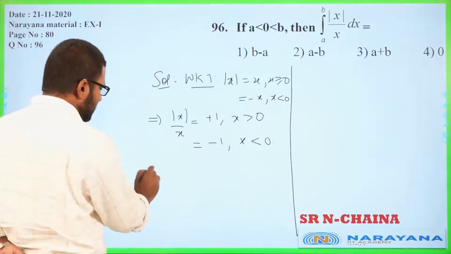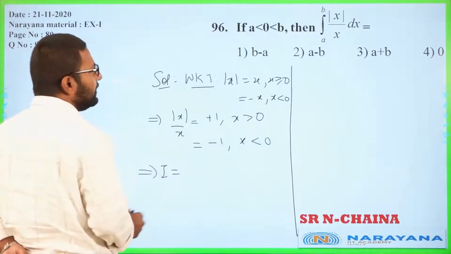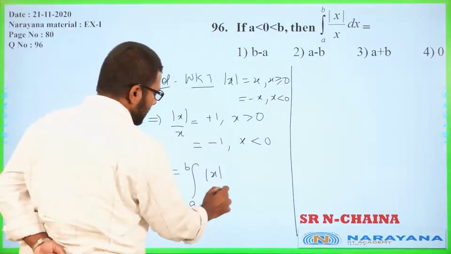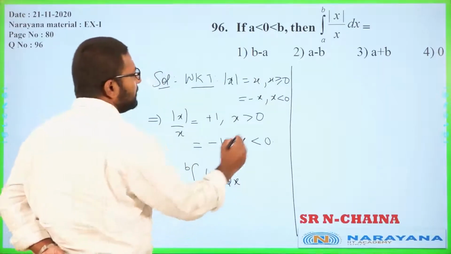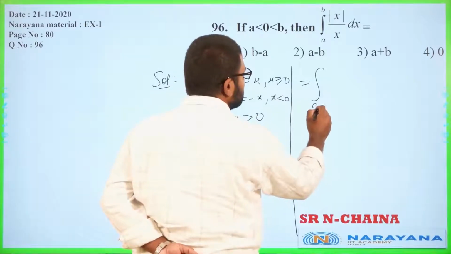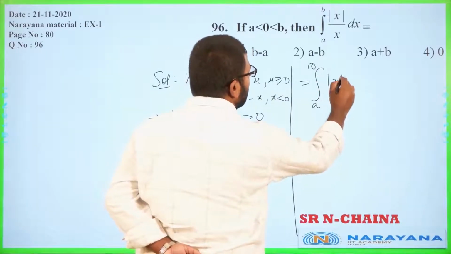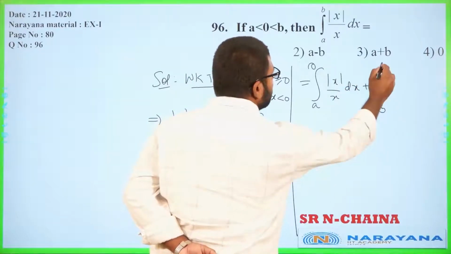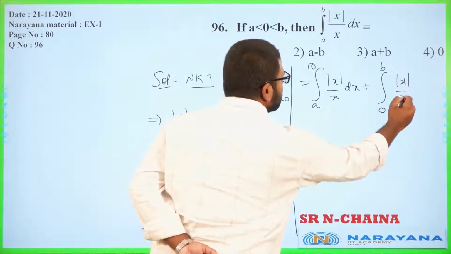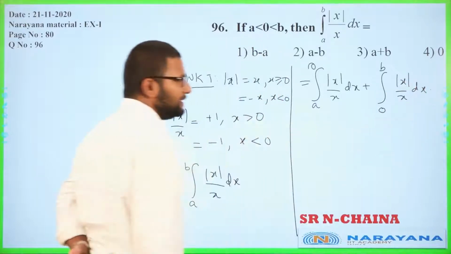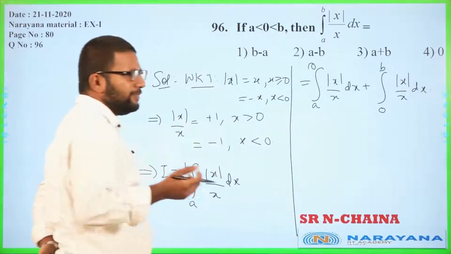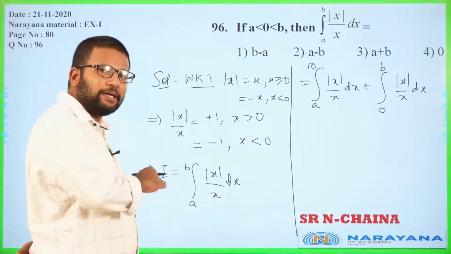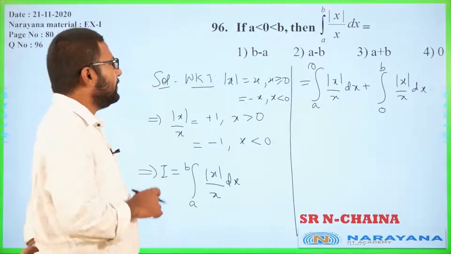right? Which means the given integral I, which is a to b mod x by x dx, can be written as two intervals: a to 0 mod x upon x dx and 0 to b mod x upon x dx. Correct? This is using property number 3, that integral a to b can be split into integral a to c and c to b. Right?